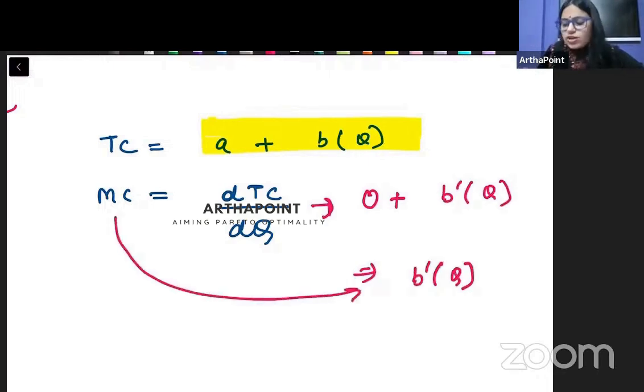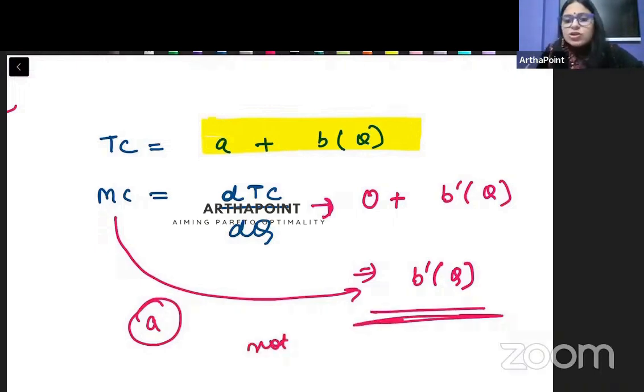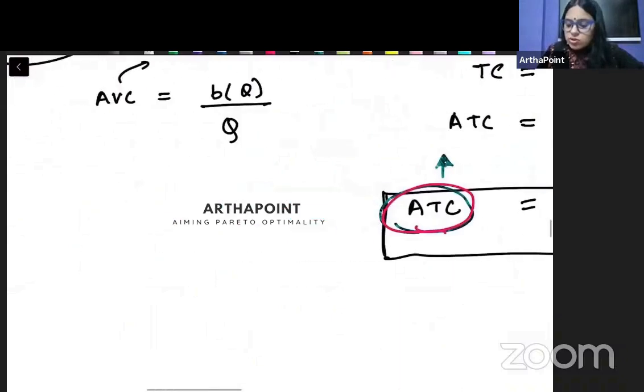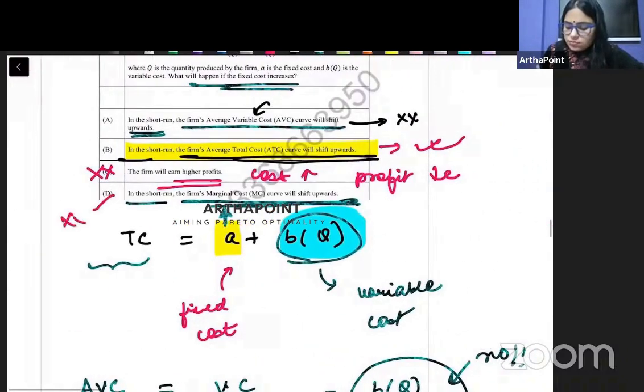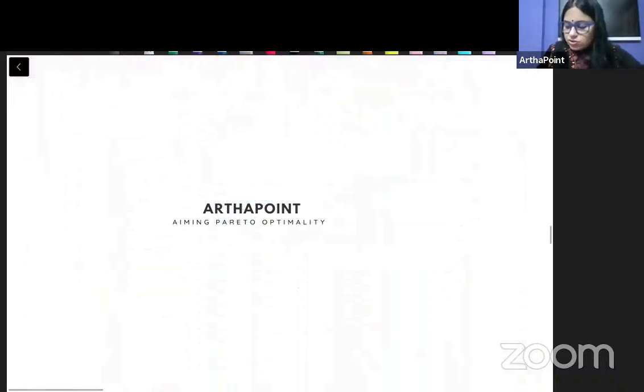Is marginal cost affected by A? Does marginal cost get affected by A? Is it a function of A? No. There is no A coming in marginal cost. So this is also incorrect. So the correct answer to this question should be B. Am I clear with that? Okay. Better, come to the next question.